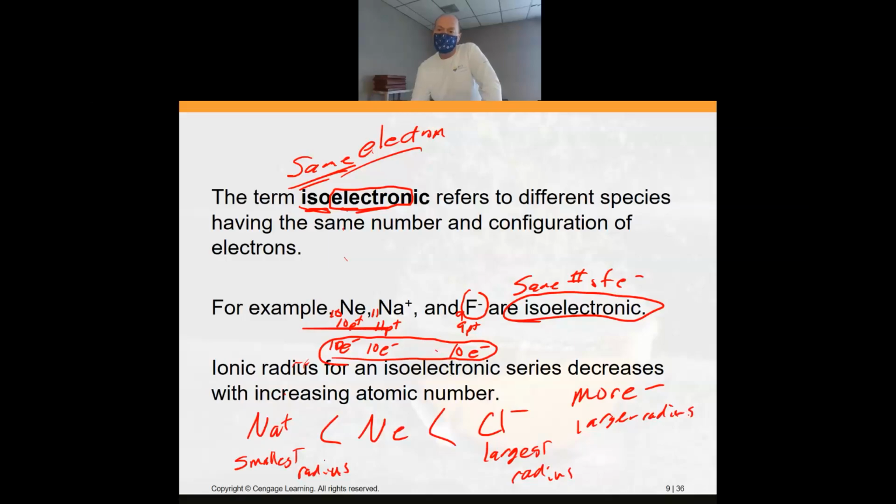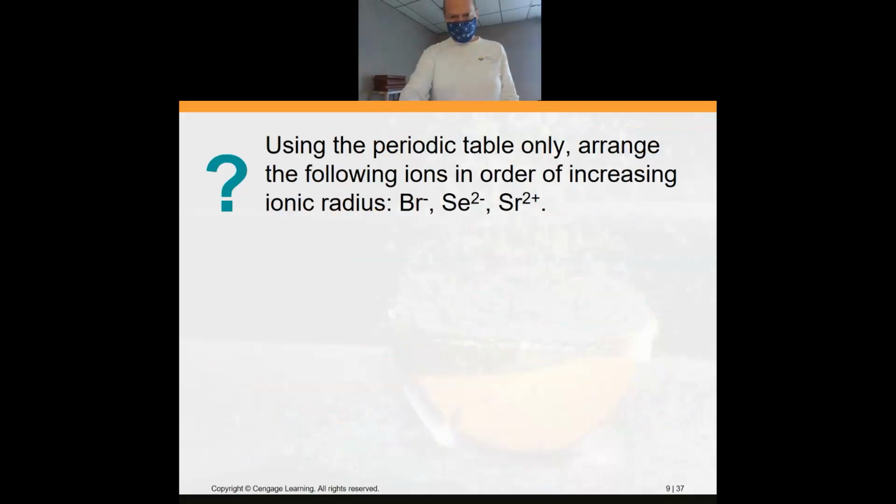If they have the same charge, then we use the same rule as we did for atomic radius. Remember, for atomic radius, smallest is up here. If you want to go to smallest, it decreases this way. If you want increase, point the arrow the other way and it increases. Increasing ionic radius.